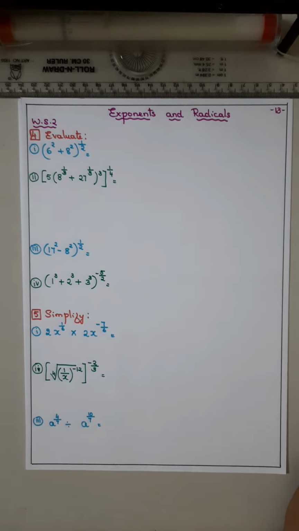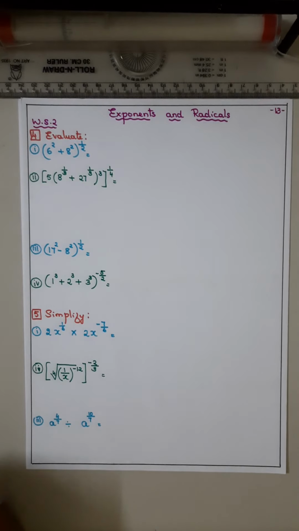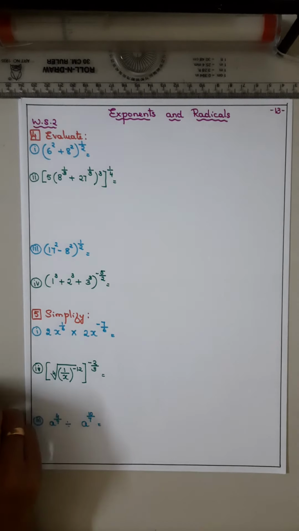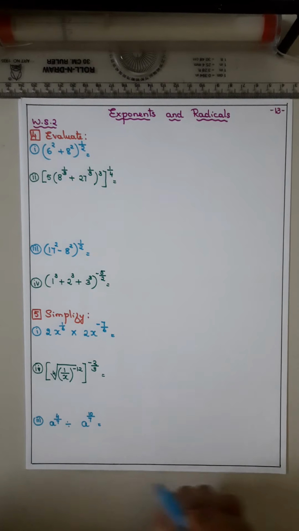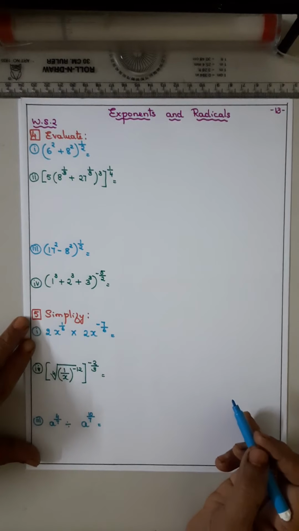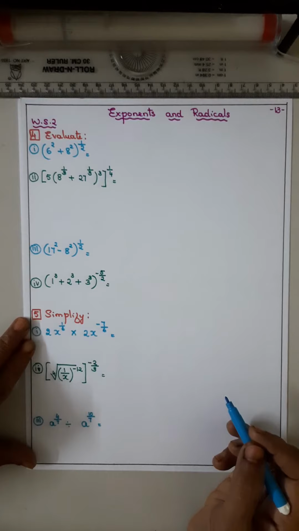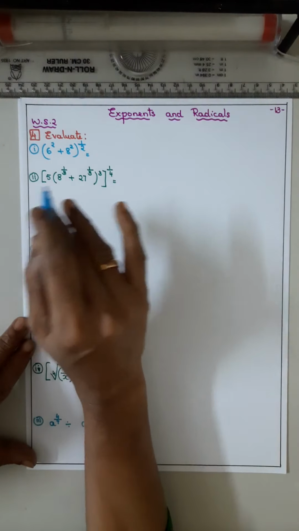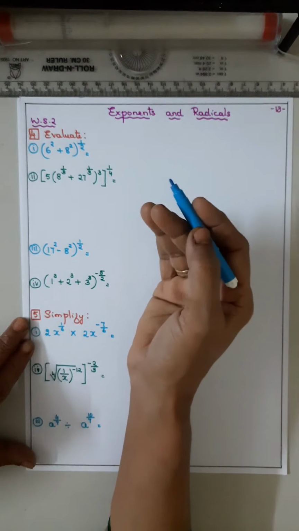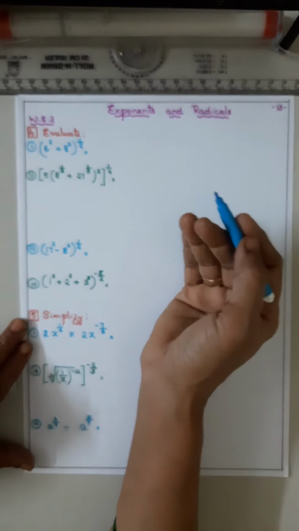Now continuing with worksheet 2, fourth sum, evaluate. Evaluate means find the value. So it is (6 squared plus 8 squared) the whole power 1 by 2. Here in between there is a plus sign, so we have to find the squares, then add and then proceed.